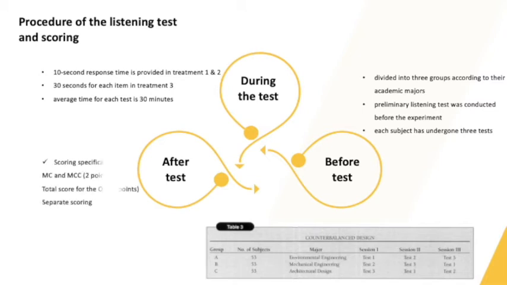After the experiment is completed, the correct answers are given and the content is explained. Each correct answer of multiple choice and multiple choice cloze gets 2 points. So the possible total score here is 60, as well as for the open-ended questions.